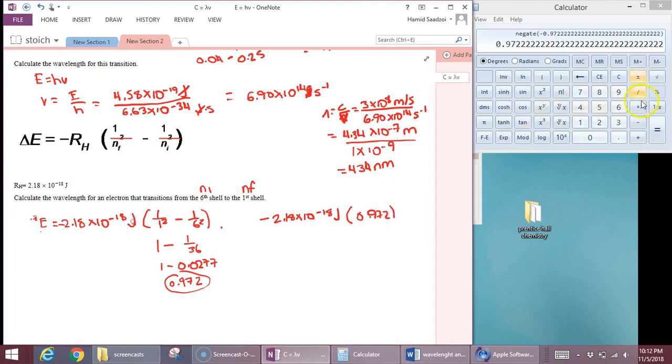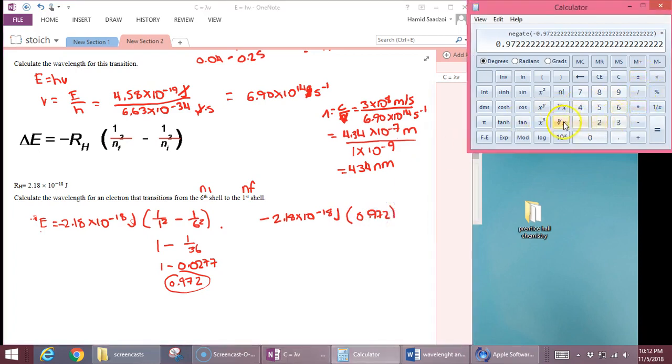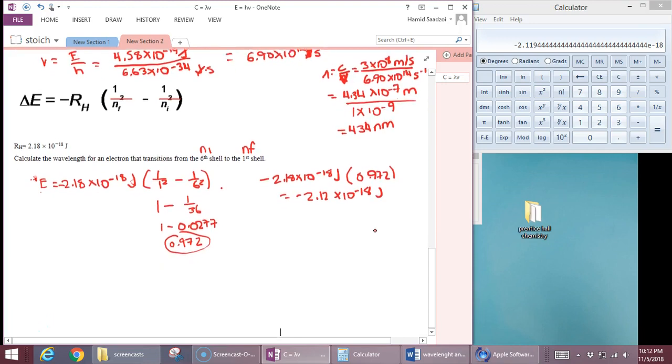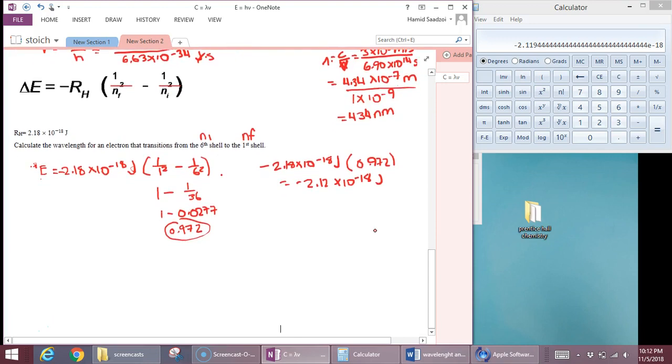So go back up here in our calculator, multiply that times 2.18, and that's a negative number, exponent negative 18. So we get negative 2.12 times 10 to negative 18 joules. Here it's exothermic, and we expect that because the electron's coming down, so energy is released. So it makes sense so far.